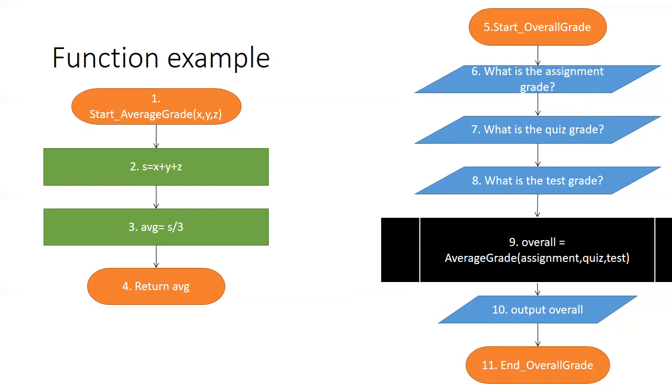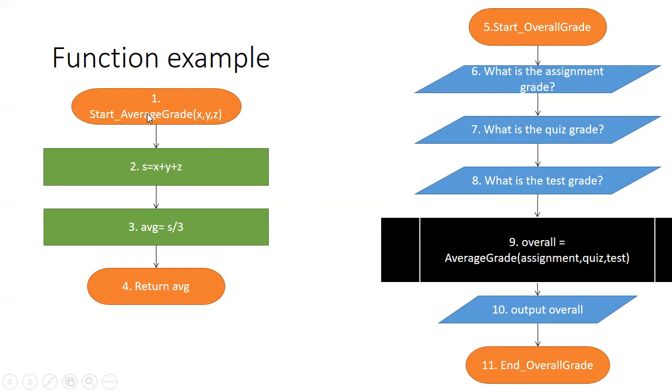Well, where is that explained? It's explained over here in this other little diagram. This diagram looks like another little program, right? A minute ago, I said that a function is kind of like a little program that is called by another program. That's exactly what's happening. In the main program, we're getting 3 inputs. We feed those 3 inputs into this other little program, and those inputs come over here. You see, we're feeding these inputs in as assignment, quiz, and test.